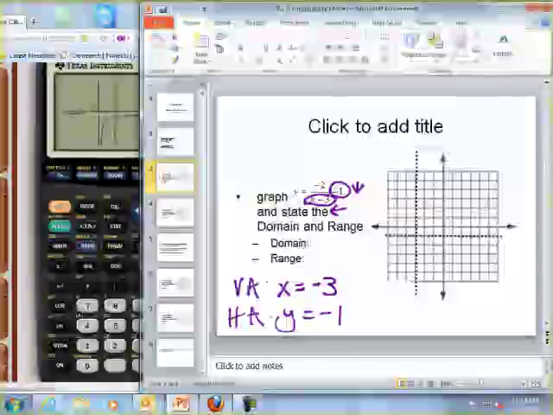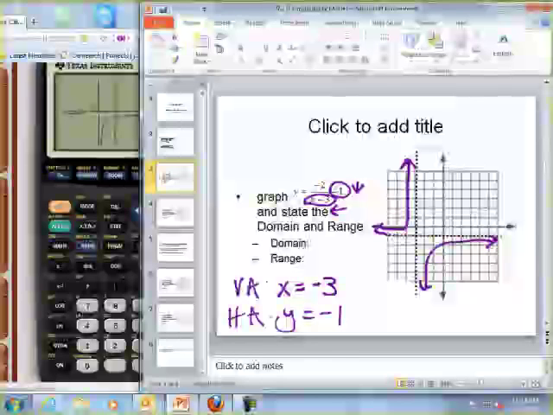So then once we know where our asymptotes are, we can just sketch in what we see on the calculator. So we see that we have one up in that corner and one down in that corner. So we can just sketch those in. Then domain and range.